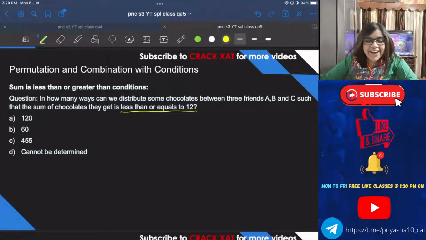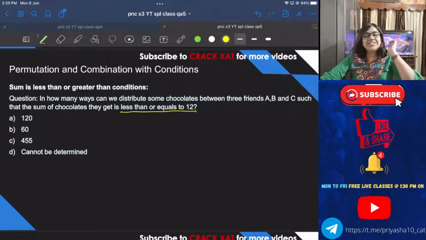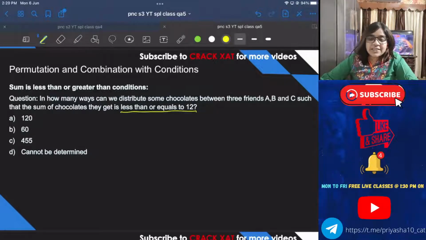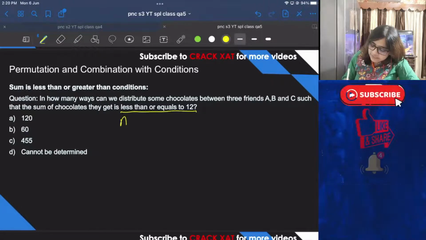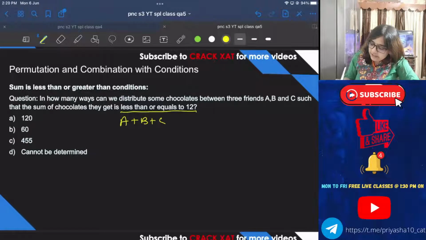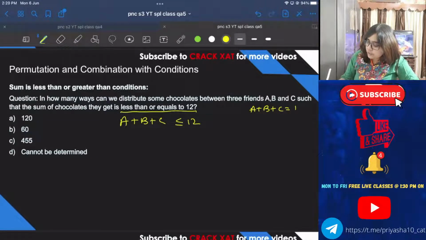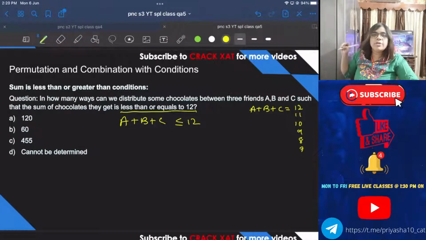All right, so here you have a new question for you. 3 friends, same number, 12 chocolates to distribute, but the condition can be this: a plus b plus c can be less than or equal to 12. This implies that we can take the values of a plus b plus c as 12, 11, 10, 9, 8, 7, and so on.